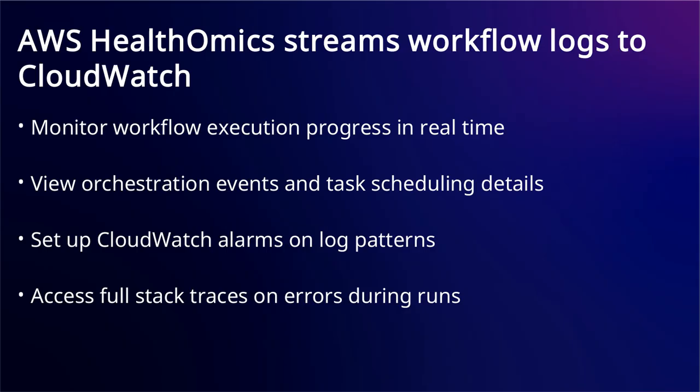You can set up CloudWatch alarms on log patterns to detect anomalies early, enabling proactive intervention before workflow failures cascade. When errors occur, you can access full stack traces during runs, eliminating the wait time for post-mortem analysis. This capability works with Nextflow, WDL, and CWL workflows, and you can build dashboards for ongoing monitoring or integrate with your existing observability tooling to maintain consistent operational practices across your infrastructure.